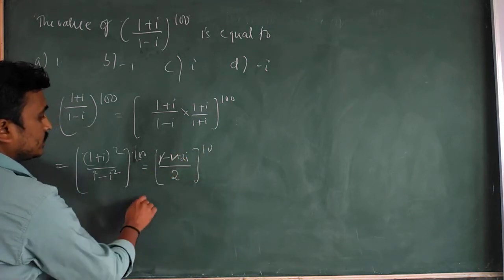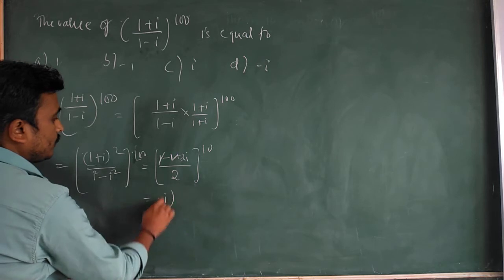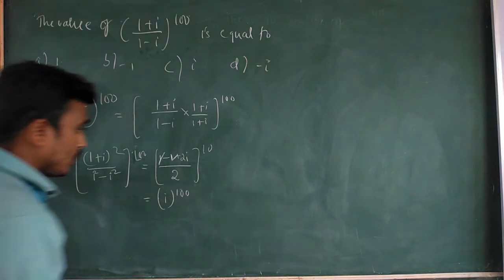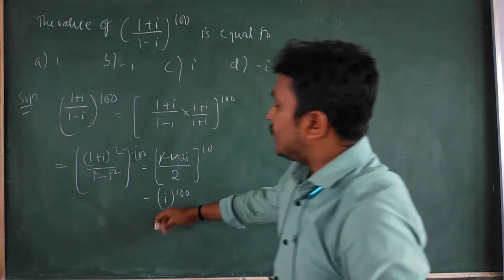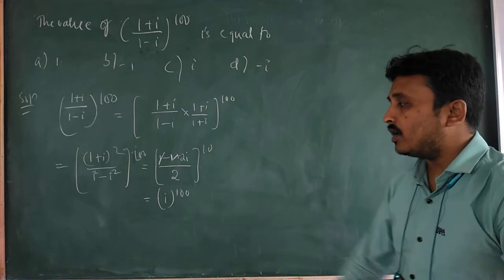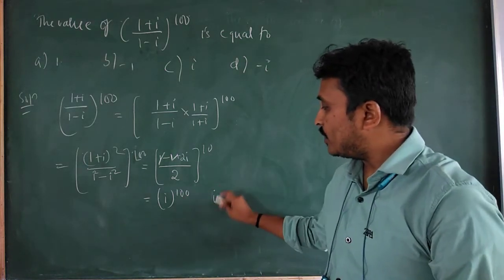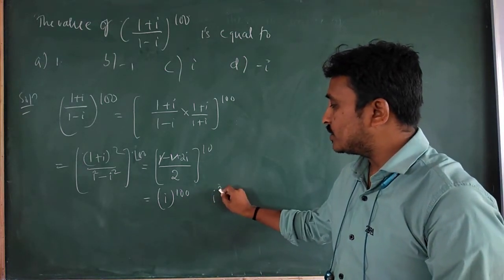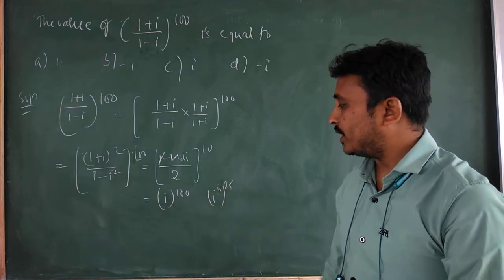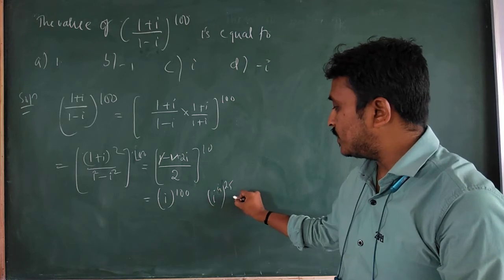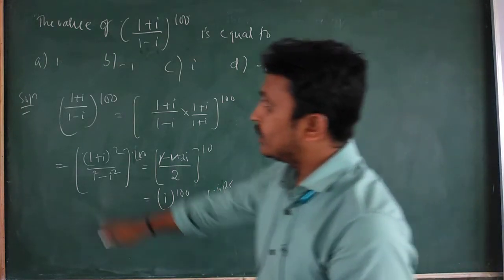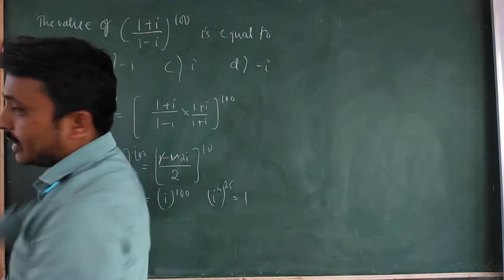These two cancel, we get 2i divided by 2, so i power 100. How much will we get? i power 100: is 100 a multiple of 4 or not? Yes, it is a multiple of 4, therefore i power a multiple of 4, that is (i^4)^25. i^4 is 1, so the value is 1. Option is A.